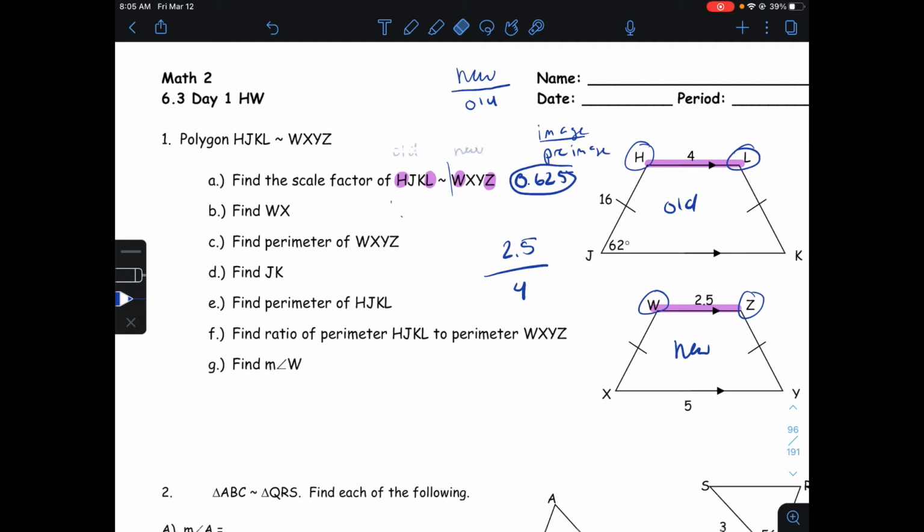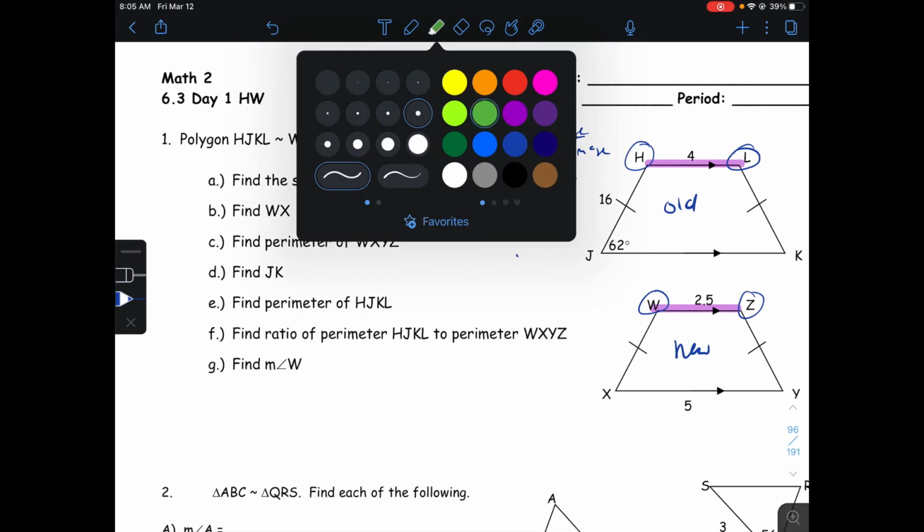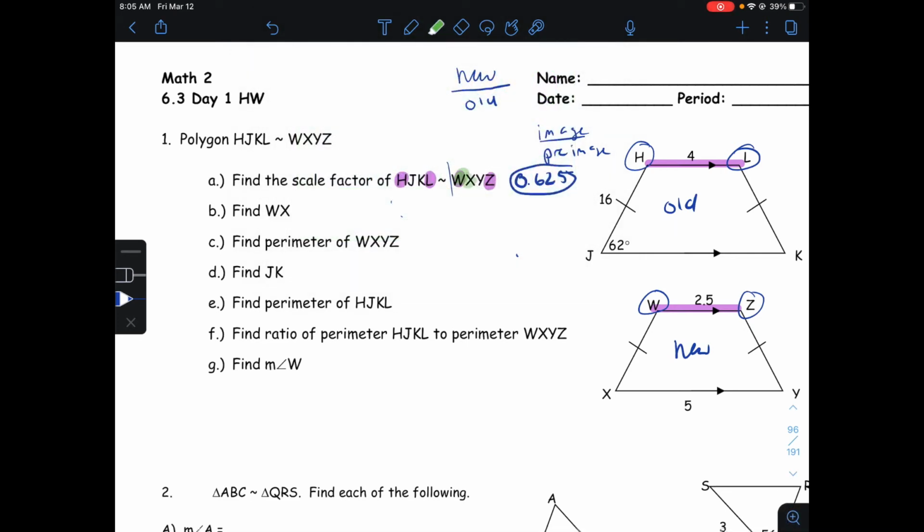Now they want us to find WX. Let's do it in a different color here. WX is the first two. So we're looking for this side here. We need to look at our other figure and use the first two letters there, which would be HJ. Perfect. So let's set up our ratio. In order to set up a proportion, we need to make sure that we are using corresponding sides and keeping it consistent. So let's stick with the new over old equals new over old.